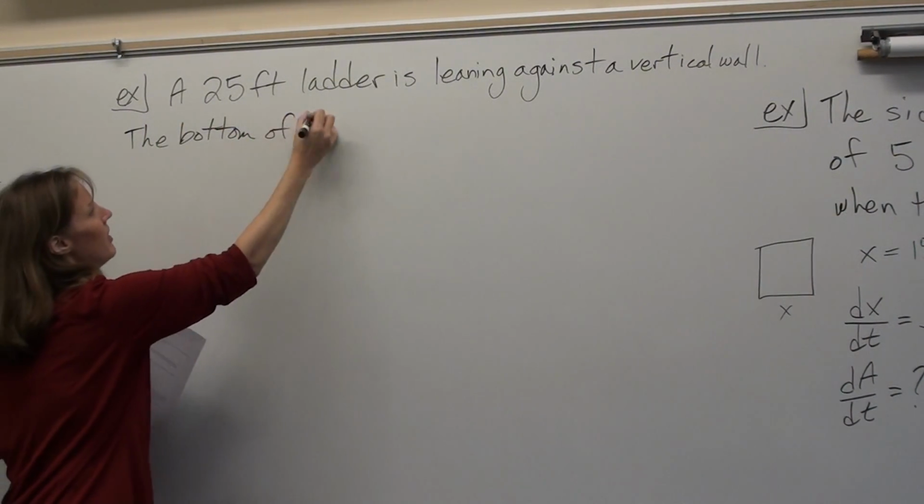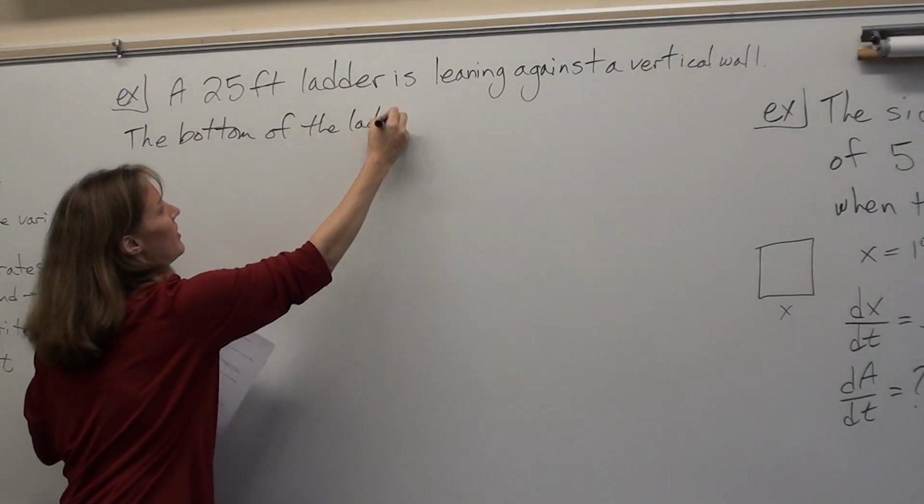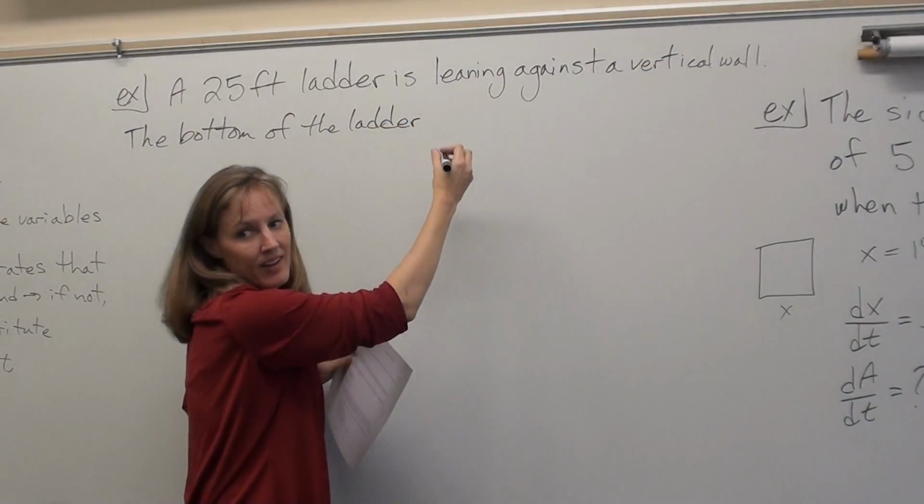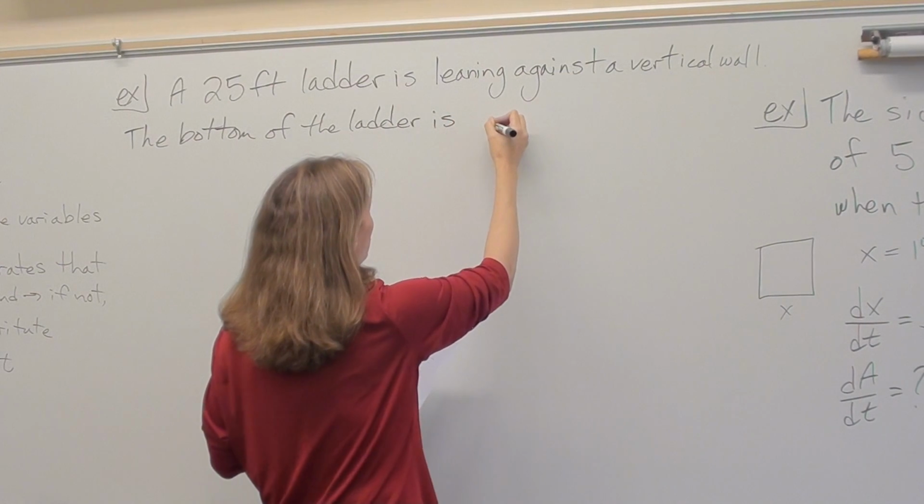The bottom of the ladder could be Wile E. Coyote. That could be the fox. The hound is up on the ladder.